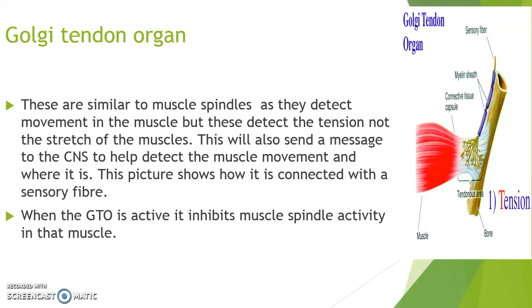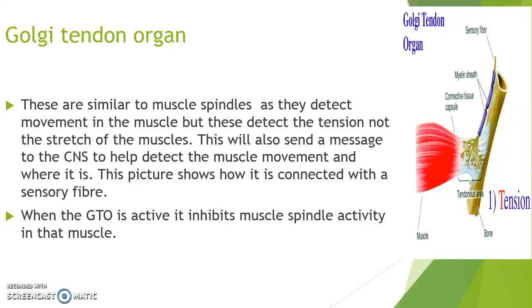So we've looked at muscle spindles, but what are Golgi tendon organs? These are similar to the muscle spindles as they detect movement in the muscle, but these detect the tension, not the stretch of the muscles. This will also send a message to the CNS or central nervous system to help detect the muscle movement and where it is. The picture on the right shows how it is connected with a sensory fiber, which helps detect it all and then send it back to the CNS.